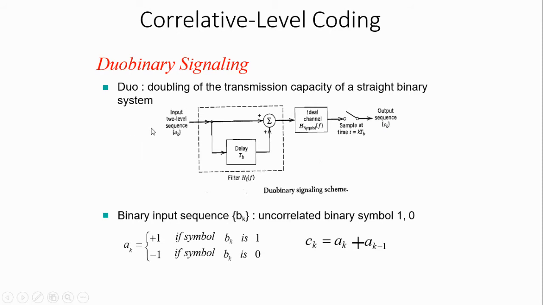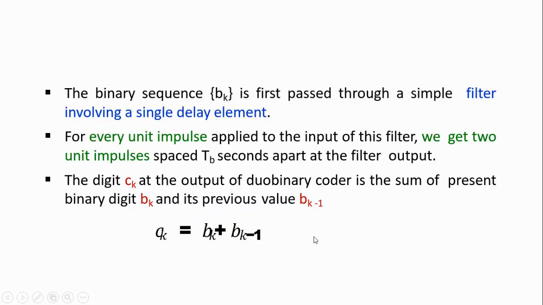Here the binary sequence PK is considered. It is the uncorrelated binary signal 0 1. If the binary sequence PK is 1, then the AK value is plus 1. If the binary sequence is equal to 0, the AK value is minus 1. And then CK is equal to AK plus AK minus 1. This AK is the present value, AK minus 1 is the previous value. This previous value is added with the present value to get the CK value.